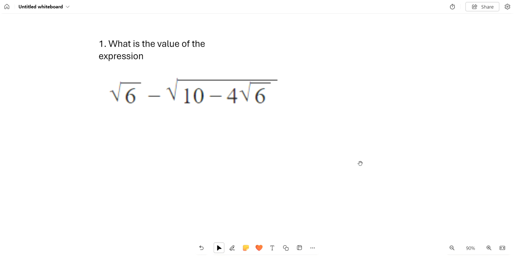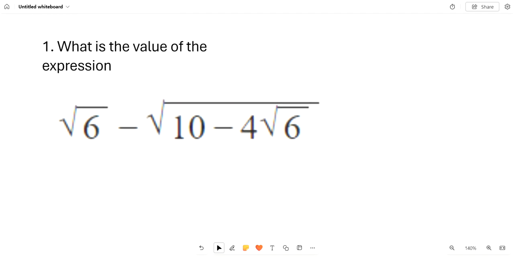Okay, so this is the week 26 quiz. And number 1 says, what is the value of the expression root 6 minus root 10 minus 4 root 6?